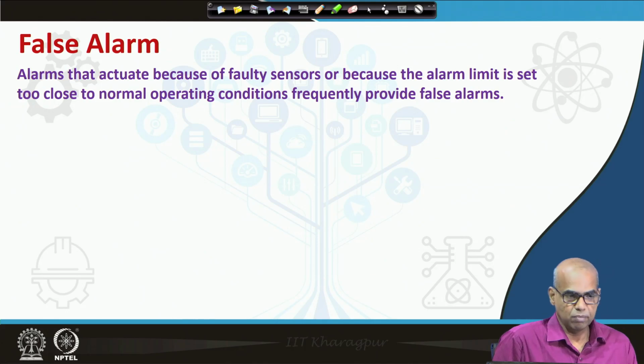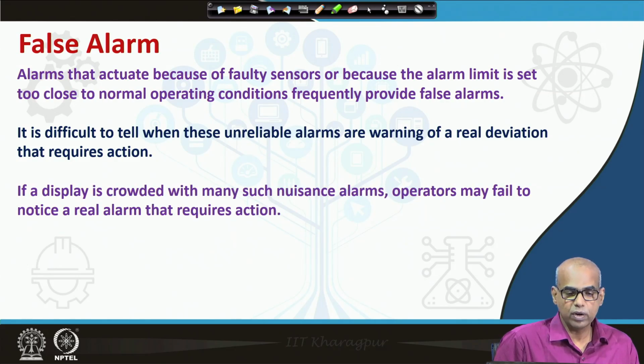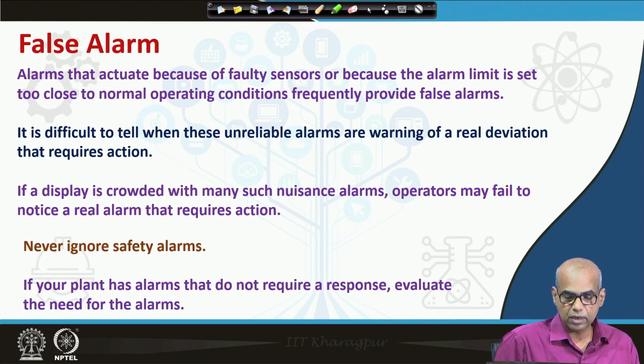Remember, there are false alarms sometimes. Alarms that actuate because of faulty sensors, or because the alarm limit is set too close to normal operating conditions, frequently provide false alarms. It is difficult to tell when these unreliable alarms are warning of a real deviation that requires action. If a display is crowded with many such nuisance alarms, operators may fail to notice a real alarm that requires action. Remember, you should never ignore safety alarms. If your plant has alarms that do not require a response, evaluate the need for the alarms.